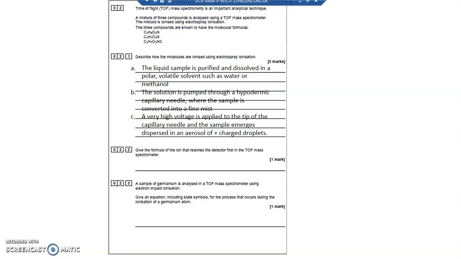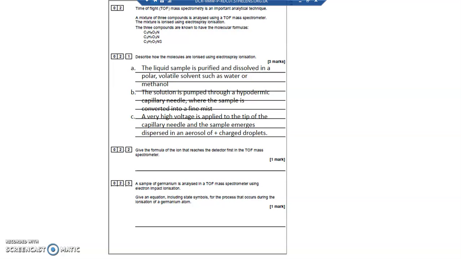So it's going to be dissolved in something like water or methanol. Polar, so that it will dissolve in it. Volatile, so that it will have a low boiling point. The solution is pumped through a hypodermic capillary needle, so it goes through a very fine needle, and the sample is converted into a fine mist.